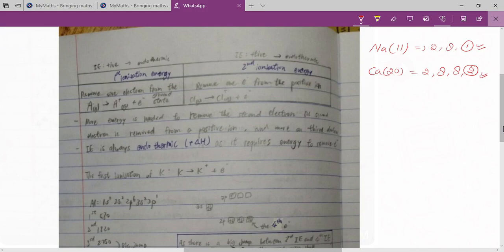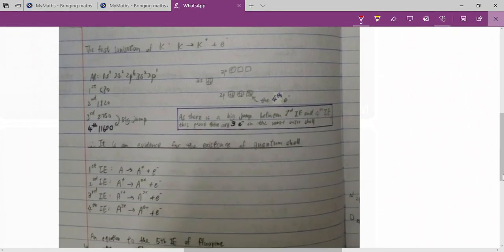I understand this one. You can scroll down a little bit. The first ionization energy of potassium. In this one, they'll give you a bunch of shells and tell you to find the biggest jump between two shells. Since there's a big jump between the third and fourth shell, they're saying that there are three electrons in the outer shell.